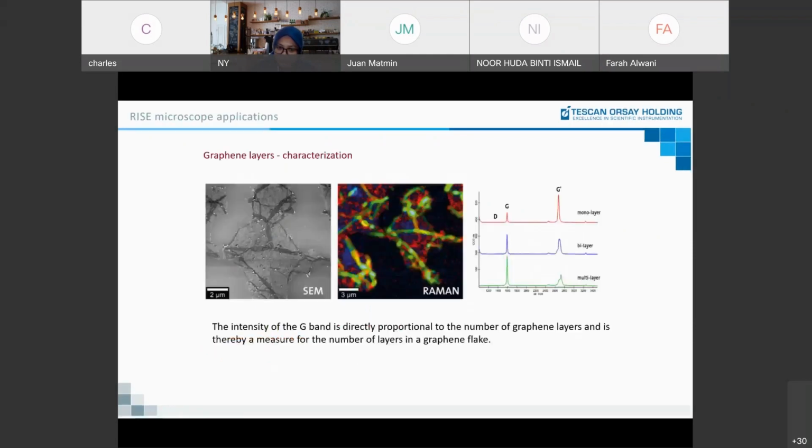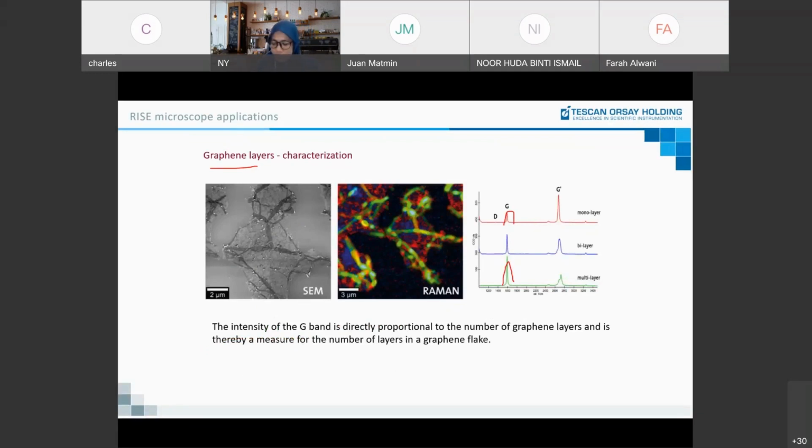So let's look at one example here, the graphene layers. A very popular topic, especially the G-band. The intensity of the G-band is directly proportional to the number of graphene layers. So the higher it is, the more layers it has.